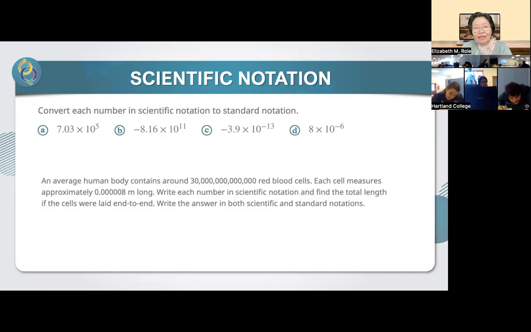If you use your calculator there, then that calculator will also just give you scientific notation. So let us first change the number of red blood cells to scientific notation, and then the length of each cell also in scientific notation. And then we use our understanding of the rules of exponents, the product rules, and apply them in multiplication.